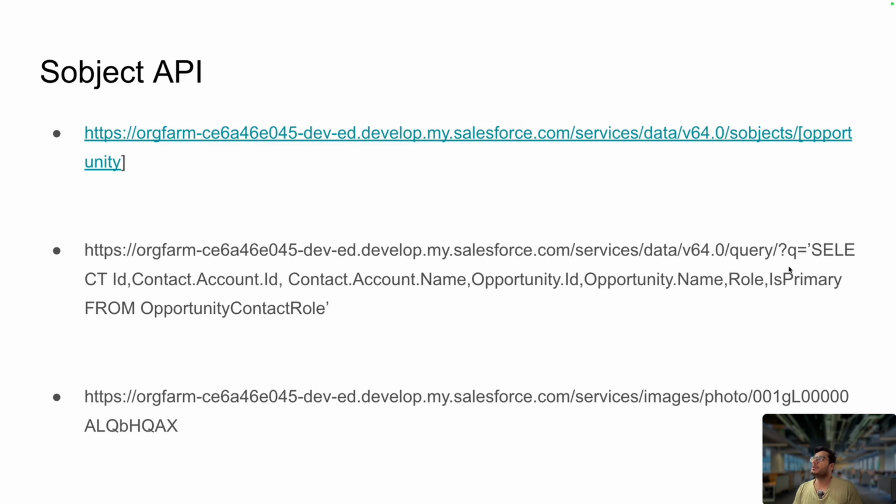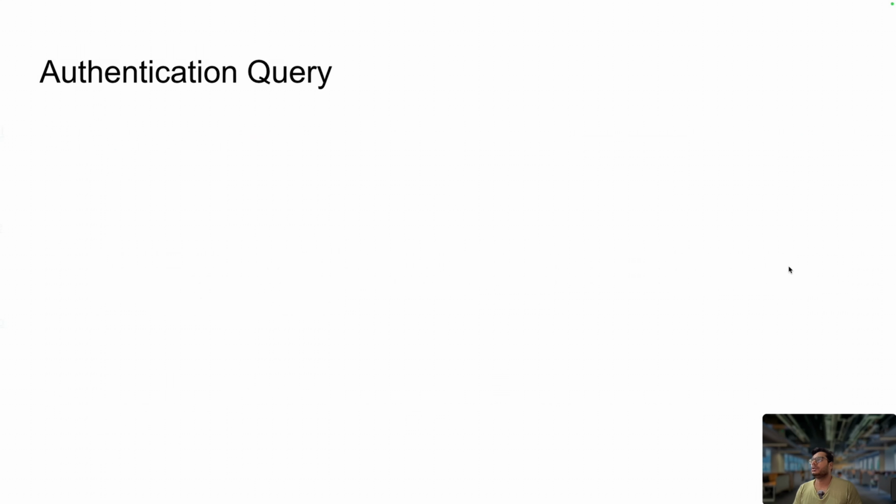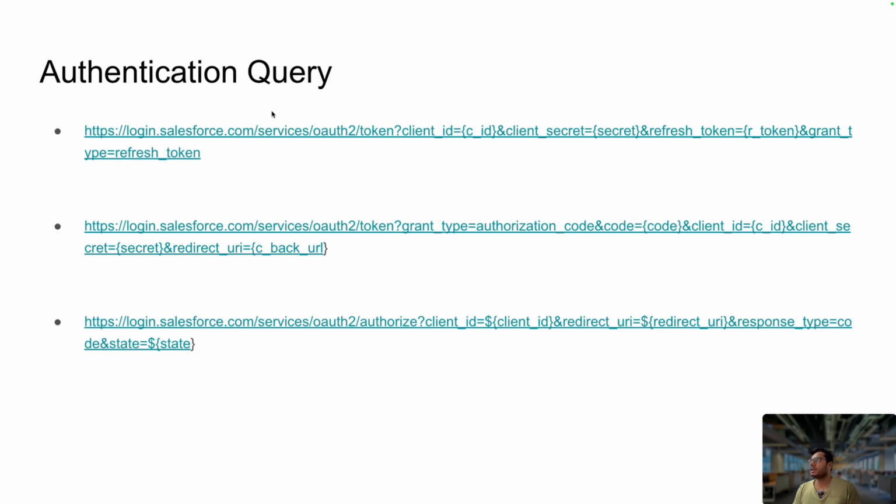Okay, next we move to the authorization APIs, like login and authorization code and everything. So I'm going to show you. This is the authentication query. The first one is for getting the refresh token. Okay, I think I should reverse the order, so let me take you from the bottom one.